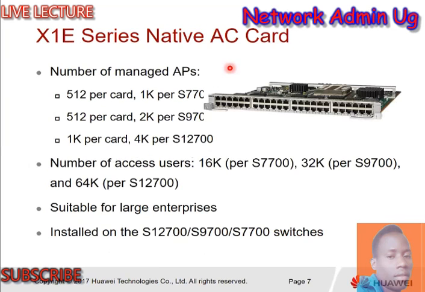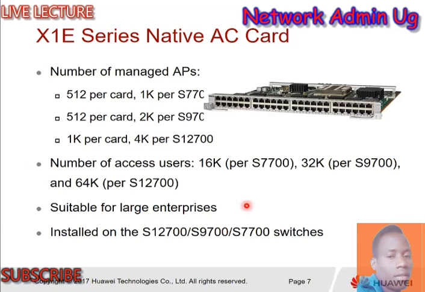We have what we call the native SC card. This native SC card is a card that you can buy and insert within the SCU device. It can give you users depending on the switch that you have on your network. It can support 64,000 users if you have a switch of the 12,700 series. But if you have this other switch of the 7700, it can support 16,000 users, and also giving you 32,000 users if you have a 7900.